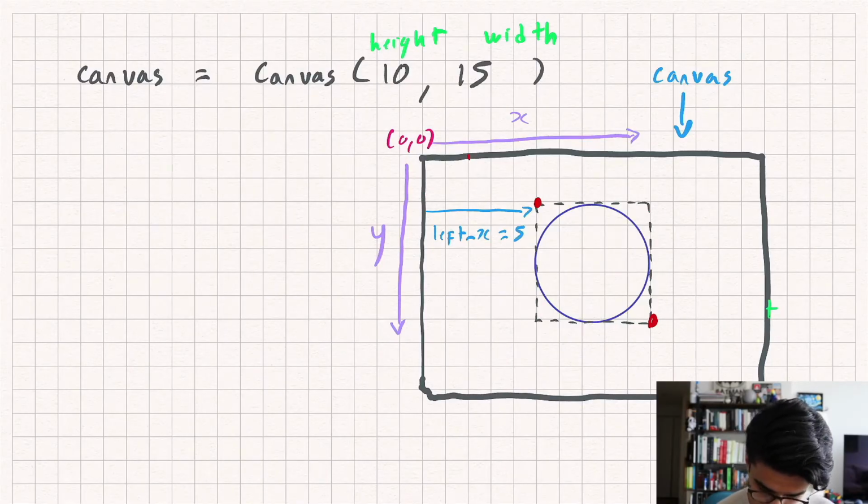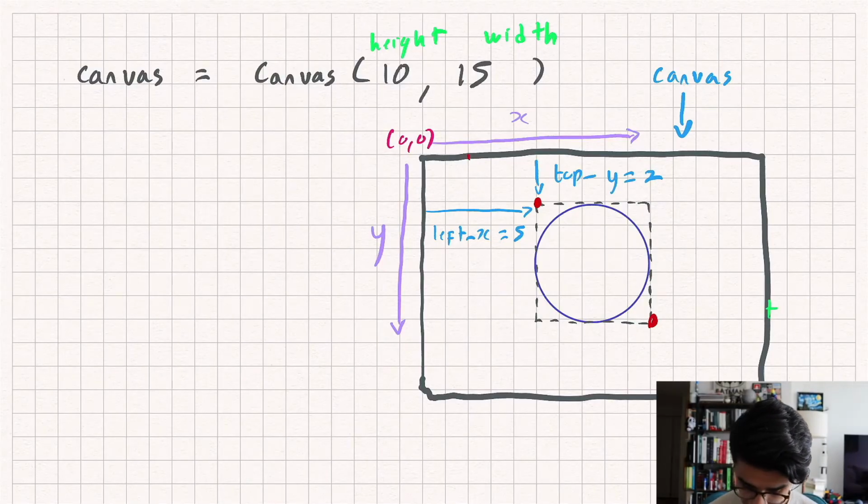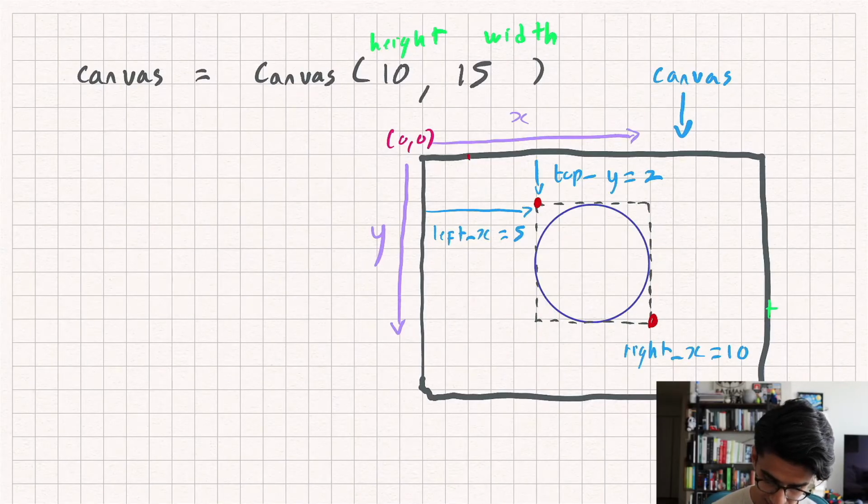And now we need to figure out this coordinate over here, which is equal to 1, 2. So we can say top y equals 2. And then I'm not going to draw the lines for the other ones, but we can count the coordinates together again. 1, 2, 3, 4, 5, 6, 7, 8, 9, 10. So we can say that right x is equal to 10, and one last count, 1, 2, 3, 4, 5, 6, 7, and bottom y is equal to 7.